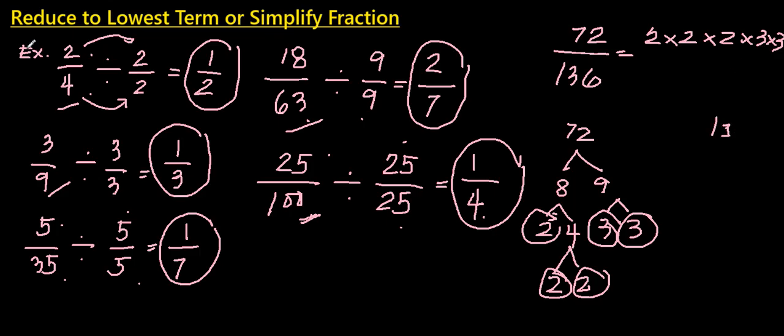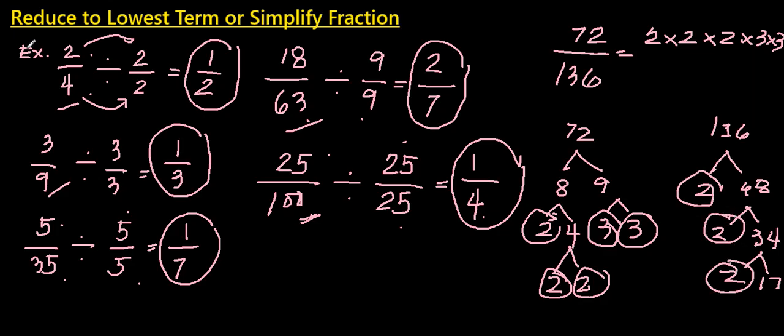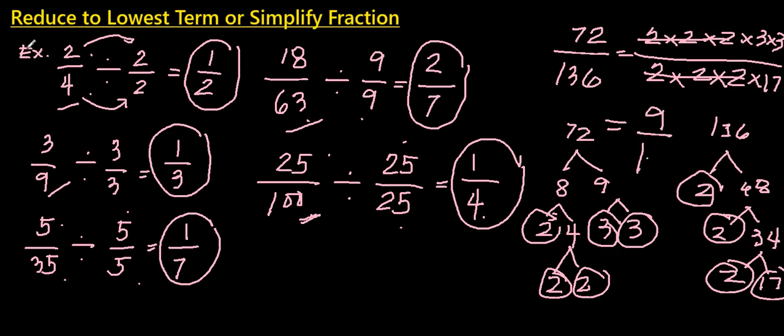Then for 136, we have factors 2 and 68, then 2 and 34, then 2 and 17. So we get 2 times 2 times 2 times 17 in the denominator. Then we cancel out all the 2s that are common to the numerator and denominator. So the final answer is 9 over 17.